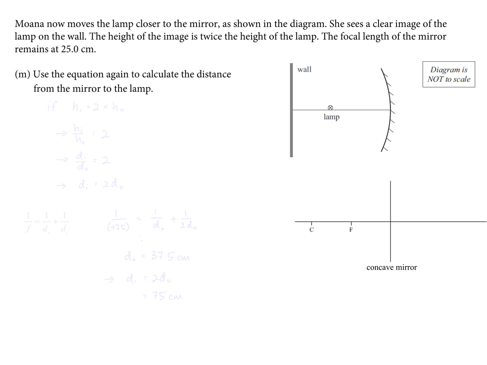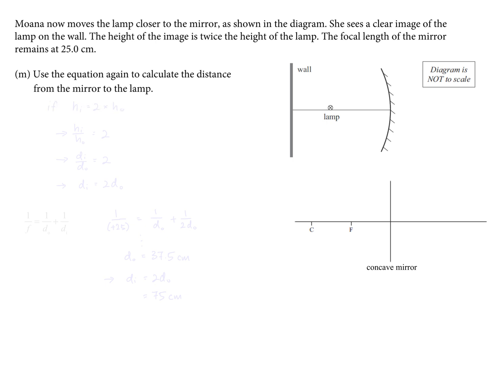Next, Moana now moves the lamp closer to the mirror as shown in the diagram. She sees a clear image of the lamp on the wall. Now this is the position of the image. So the height of the image is twice that of the height of the lamp. The focal length of the mirror remains at 25 centimeters. Use the equation again to calculate the distance from the mirror to the lamp for this situation.